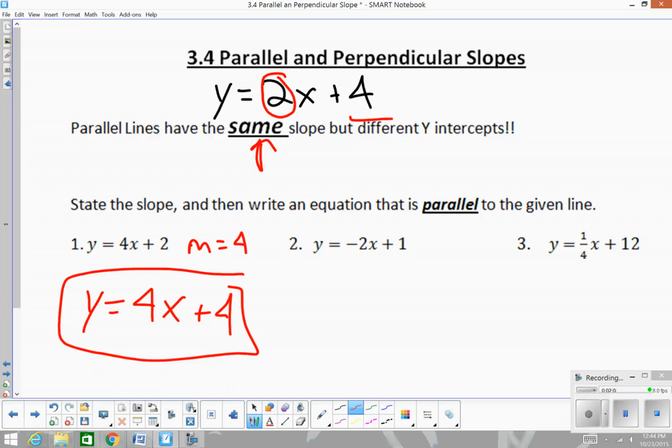Okay, awesome. Let's try another one. Now I have y equals negative 2x plus 1. So I could have anything that has the slope of negative 2. It's going to start out as y equals, what's my slope? Negative 2x plus or minus, let's say, minus 2. It doesn't matter what that y-intercept is as long as my slope is negative 2. All right, let's go ahead and try number 3 as a money problem. Good luck.